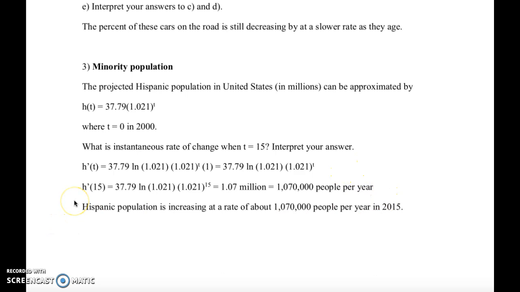So at 15, when we plug that in, we end up with 1.07, and it's in millions. You can write it this way, or you can write it this way, people per year. And so we could say the Hispanic population is increasing at this rate. And remember the year 15, if 0 is 2000, represents the year 2015. So we could say that it's increasing about 1,070,000 people per year in the year 2015.